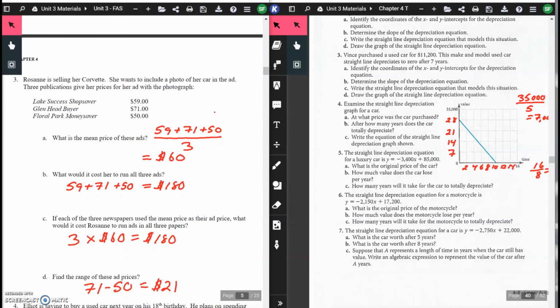Problem number 3, it says Roseanne is selling her Corvette. She wants to include a photo of her car in the ad. 3 publications give her prices for her ad with the photograph. You have $59, you have $71, and you have $50. Part A says, what is the mean price of these ads? Well, add up all 3, divide it by 3, so 59 plus 71 plus 50 divided by 3 gives you a $60 mean or average. Part B says, what would it cost her to run all 3 ads?